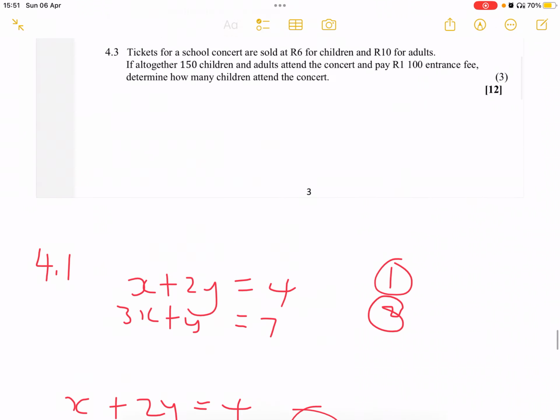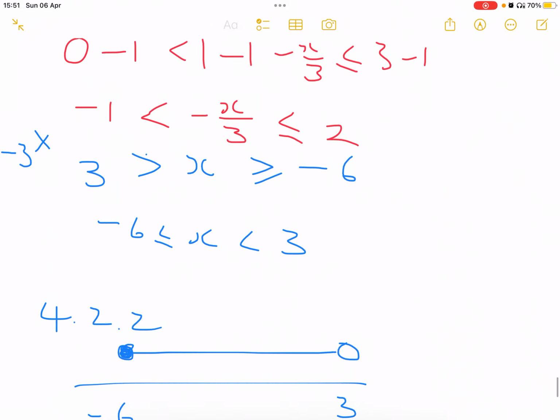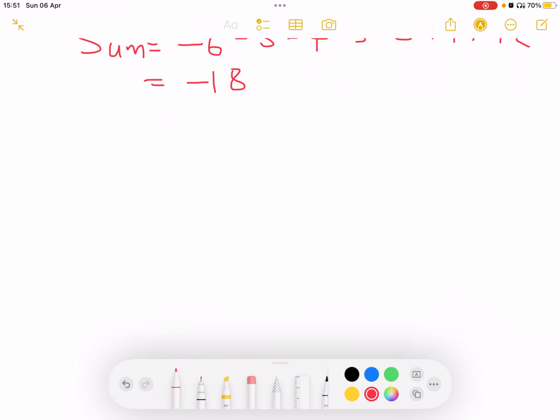All right, last question, question 4 says tickets for a school concert are sold at 6 Rand for children and 10 Rand for adults. If altogether 150 children and adults attend the concert and they pay 1,100 entrance fee, determine how many children attend the concert. Right, 4.3. We have to make new equations.